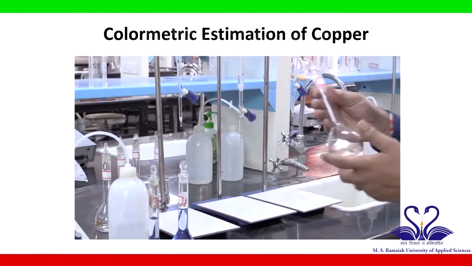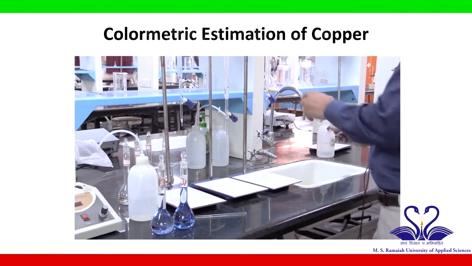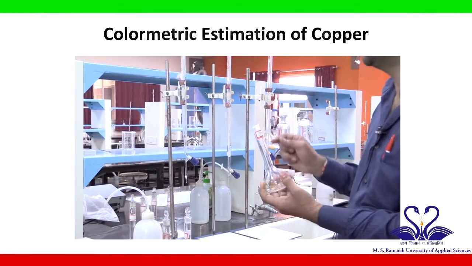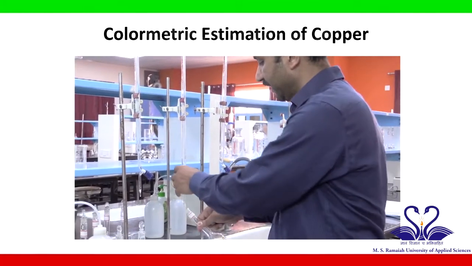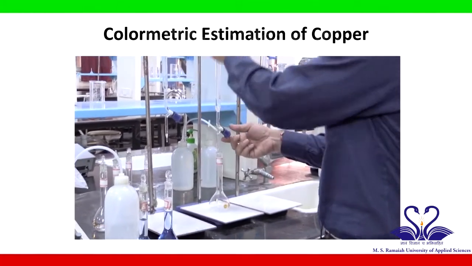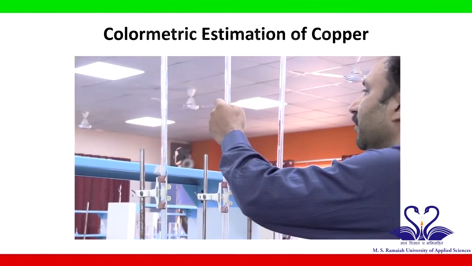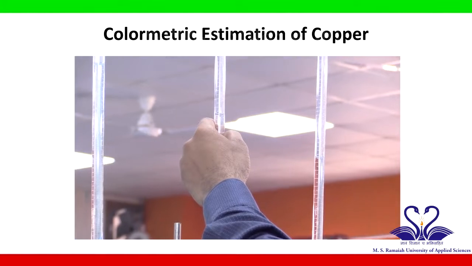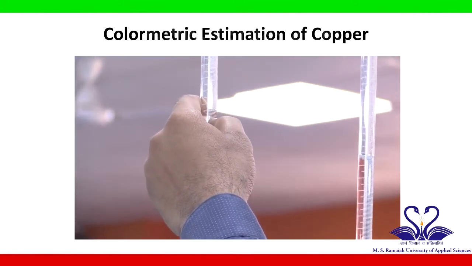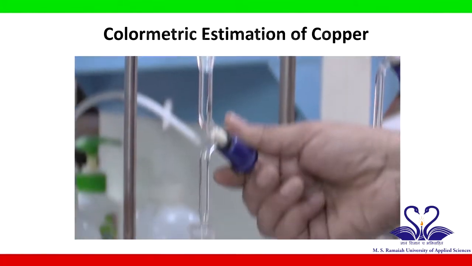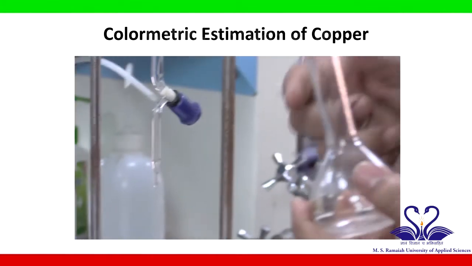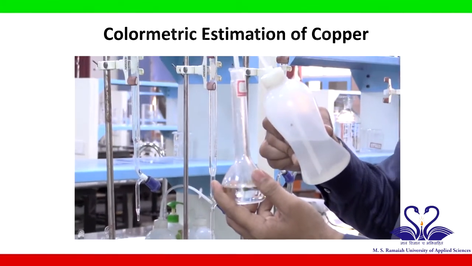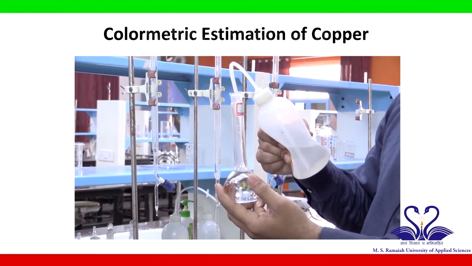The blank solution will be containing only the ammonia. So, you have to add 5 ml of ammonia to it. So, 5 ml of ammonia to the blank solution, only 5 ml of ammonia, and you have to make it up to the mark using the distilled water.